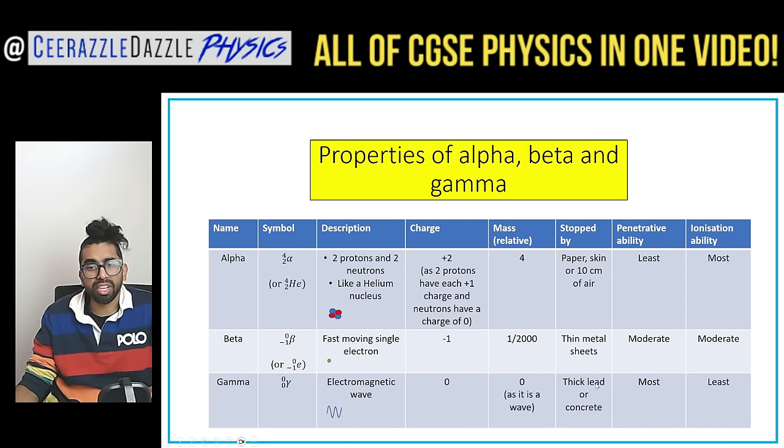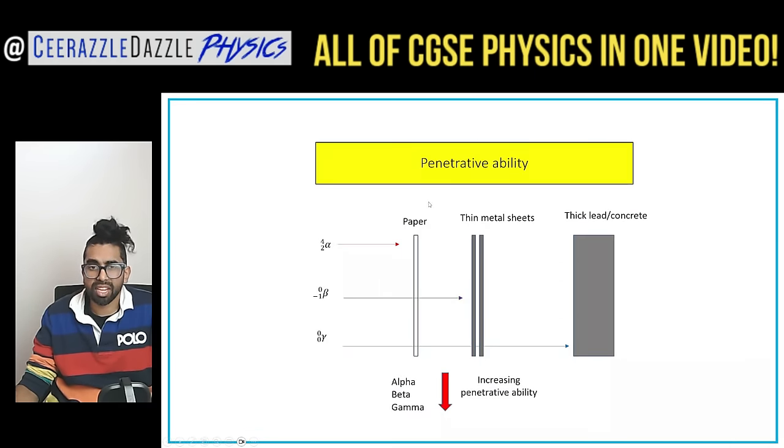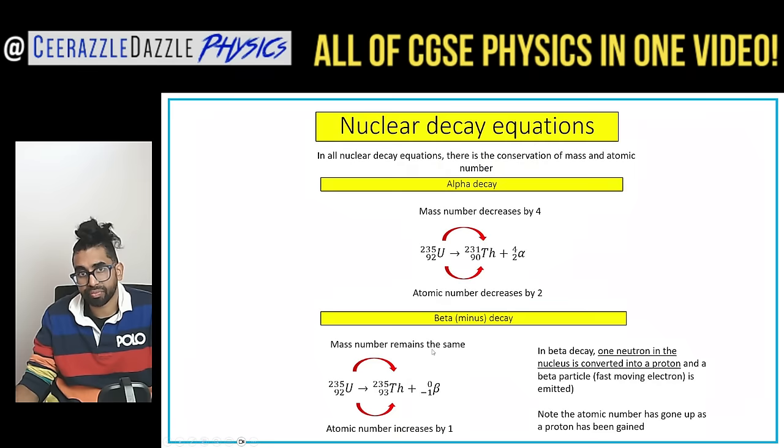Stopped by thick lead or concrete. Penetrative ability is the most. It can pass through the most. Ionization ability, it is the least. And here's a nice visualization of the penetrative ability. So look, alpha, stopped by paper. Beta, passed through the paper, stopped by thin metal sheets. Gamma, passed through the paper, passed through the thin metal sheets, but stopped by the thick lead or concrete. So as you go down the group, the penetrative ability is increasing.